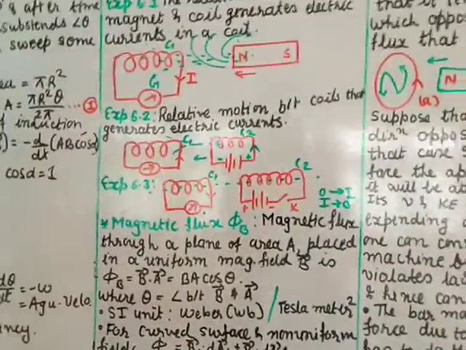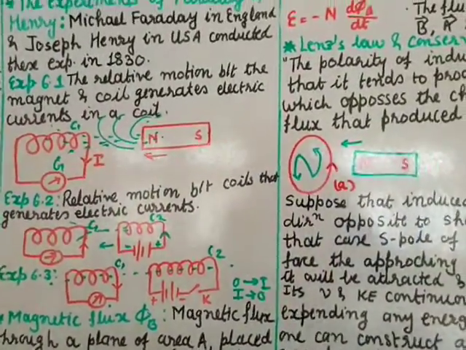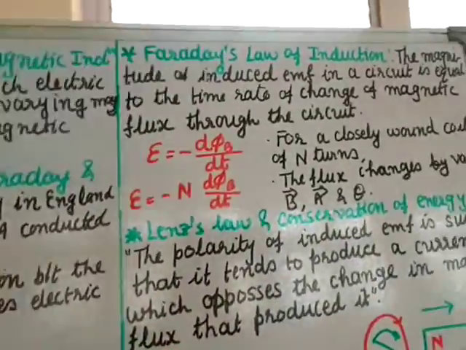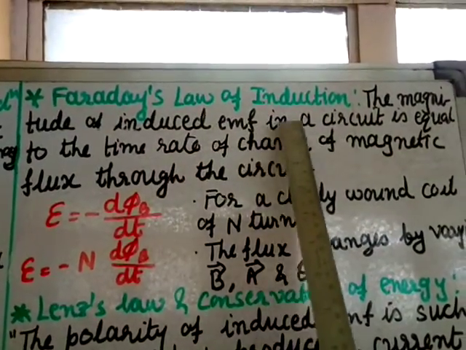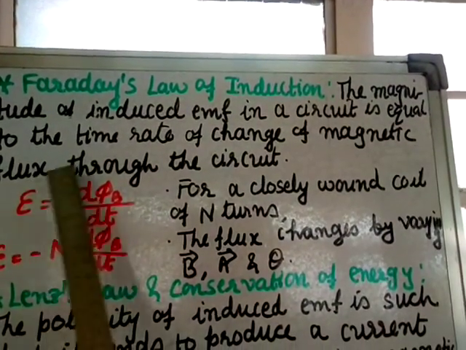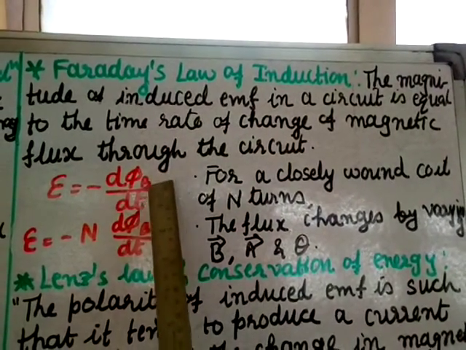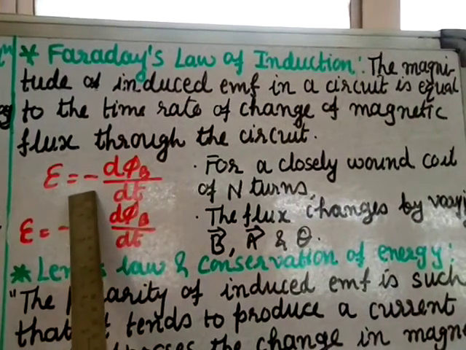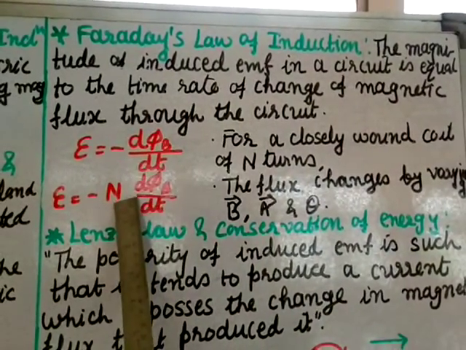As I said, they did not do only these three experiments; they did many experiments and came to a conclusion. They gave a law of induction, known as Faraday's law of induction. Let us see the statement. The magnitude of induced EMF in a circuit is equal to the time rate of change of magnetic flux through the circuit. So induced EMF E is equal to minus d phi by dt, and it is negative because of the direction. Suppose I have N turns in the coil, then you multiply by capital N.